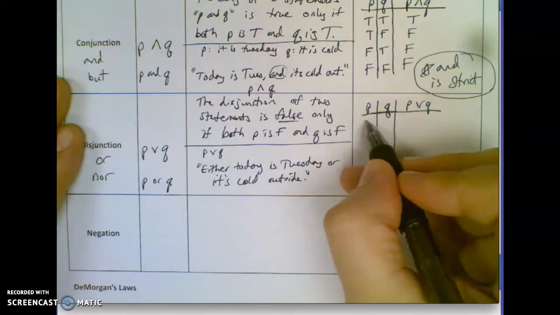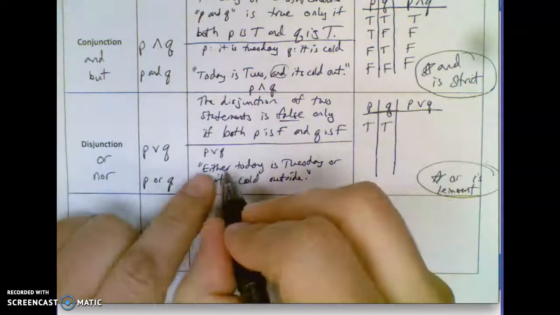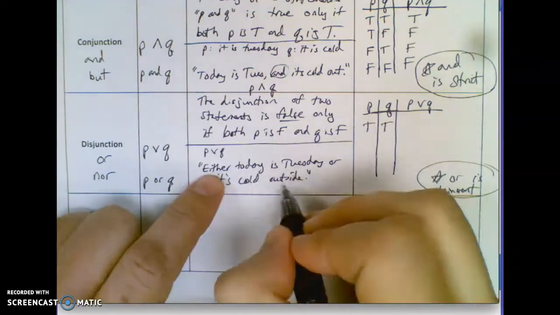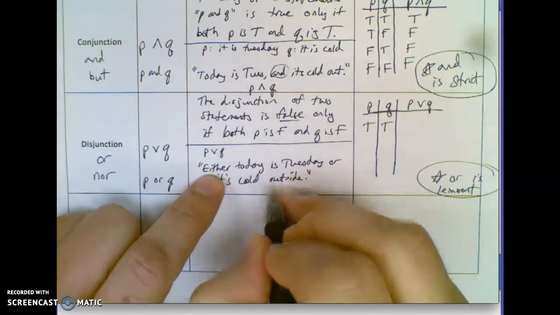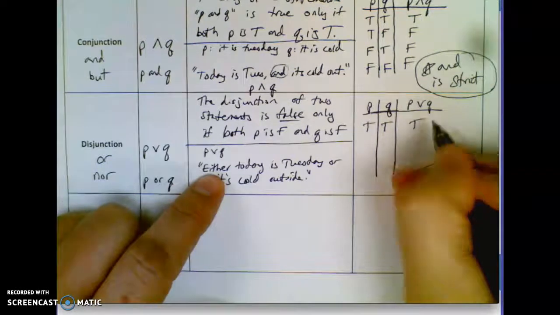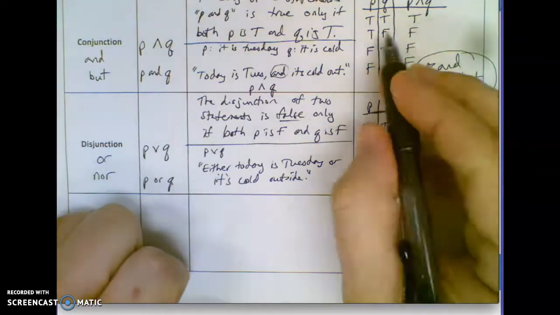Let's say P and Q were both true. So let's say today was Tuesday and it's also cold outside. See how this statement holds up: either today is Tuesday or it's cold outside. Is that whole statement true? Yeah, both of them were true, so it's definitely true. Now, here's where it gets a little different than and.